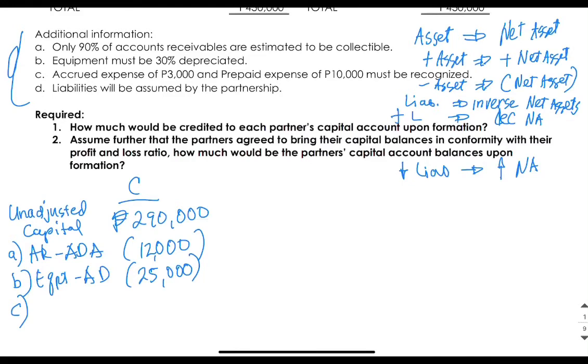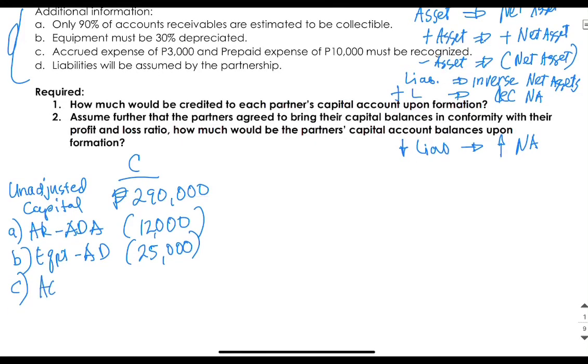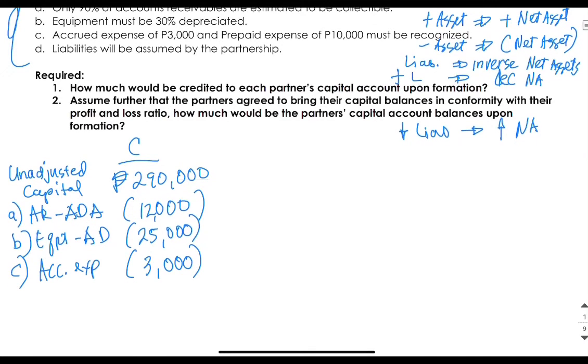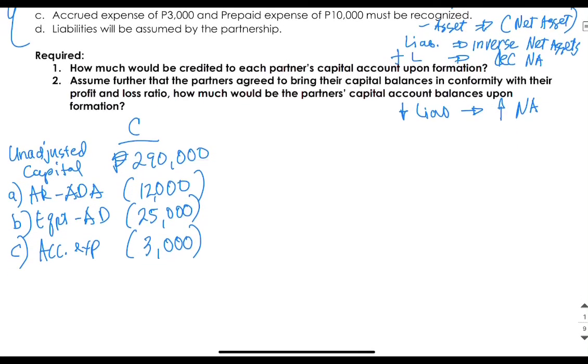So accrued expense is a liability account, and an increase in liability will call for a decrease in net assets. So there will be a deduction of 3,000 from our capital contribution. Next, prepaid expense is an asset account. This is an addition to our assets, and it is unrecorded in our sole proprietorship. So there must be an addition to our asset in the amount of 10,000 pesos.